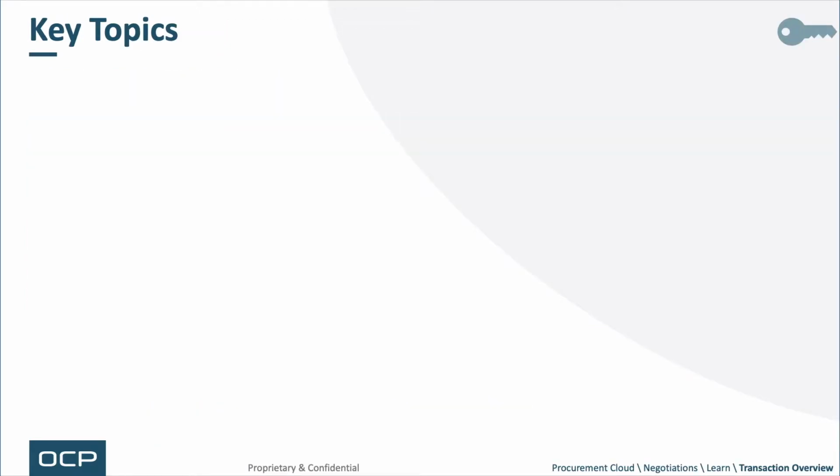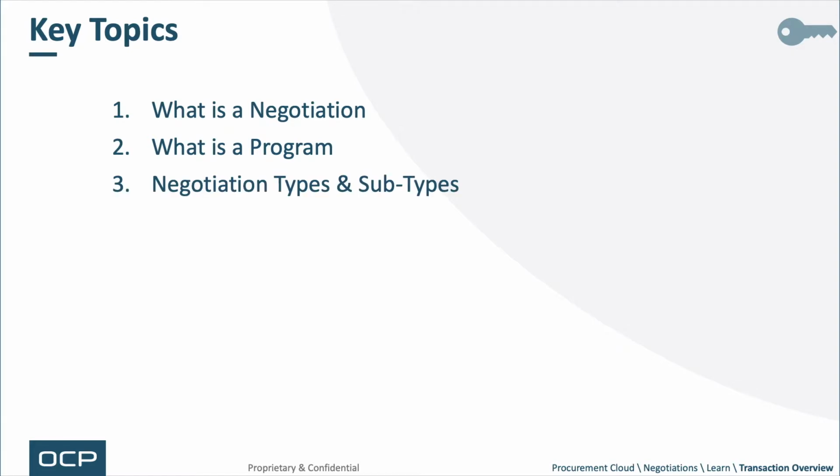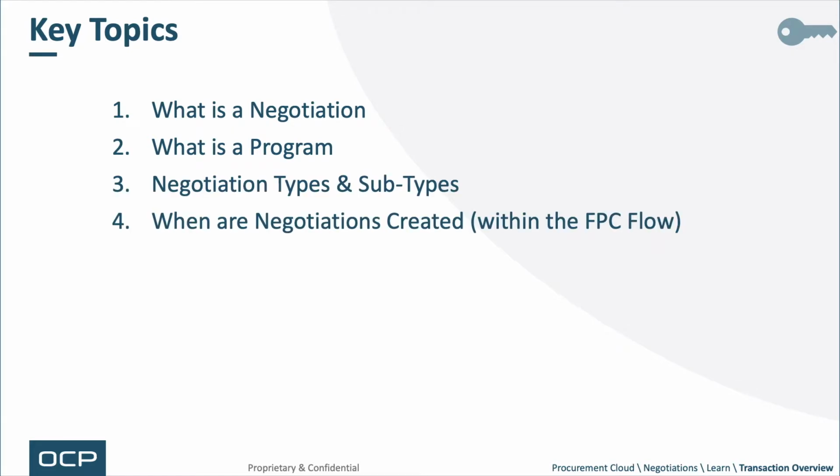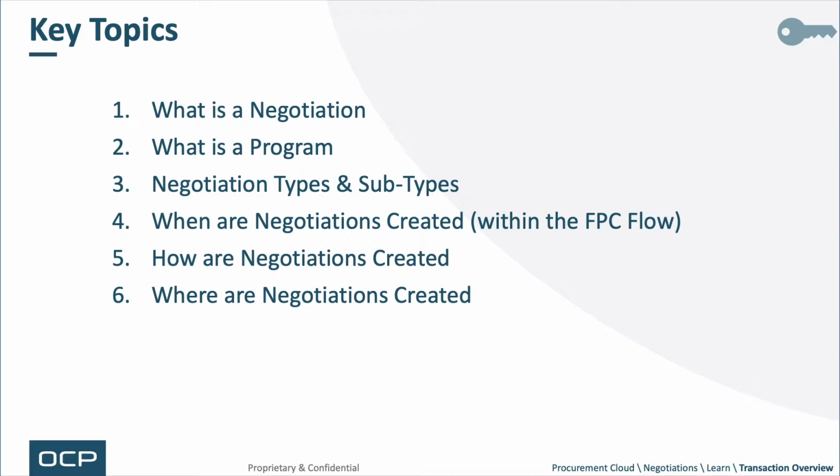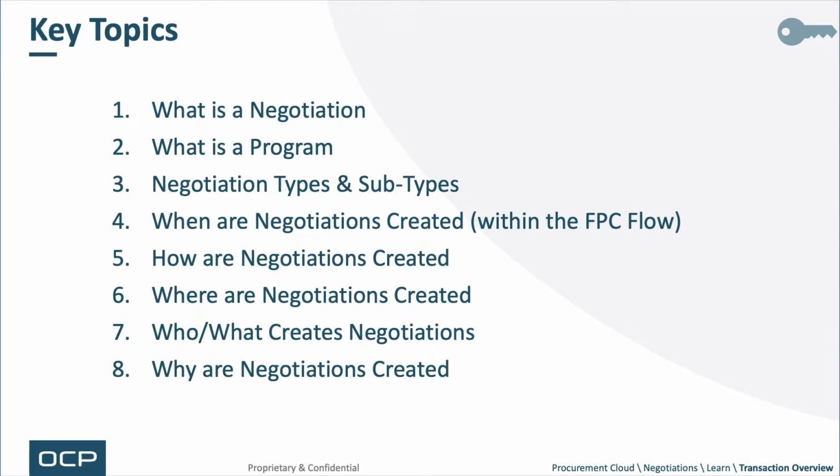Okay, so the topics for this presentation are as follows. What is a negotiation? What is a program? Negotiation types and subtypes. When are negotiations created? So we'll use our single slide FPC, or Fusion Procurement Cloud, Business Process Flow. How are negotiations created? Where are negotiations created? Who or what creates those negotiations? And then lastly, why are we creating negotiations at all?